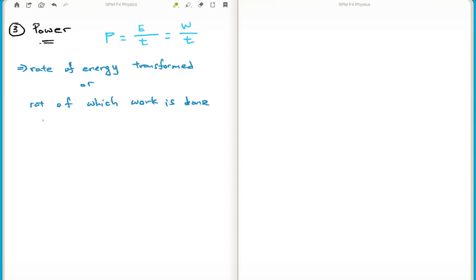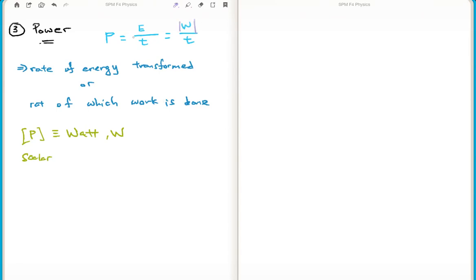In terms of unit, power is measured in watts, W-A-T-T, capital W. It's just a value, right? There's no direction. In this case, power is a scalar quantity, there's no direction to tell. You just need to take the magnitude of it.